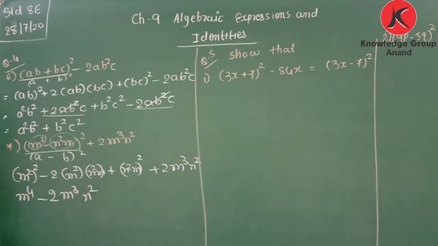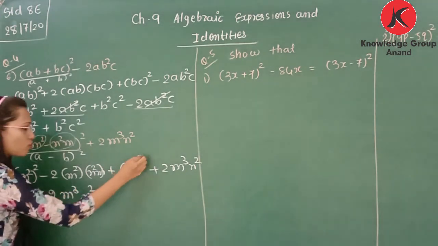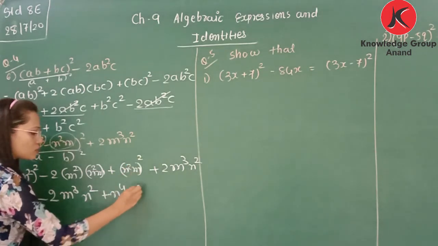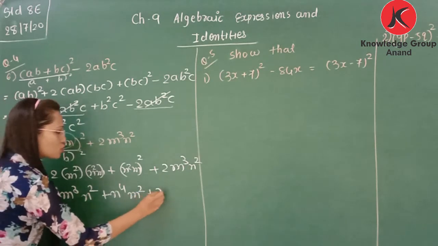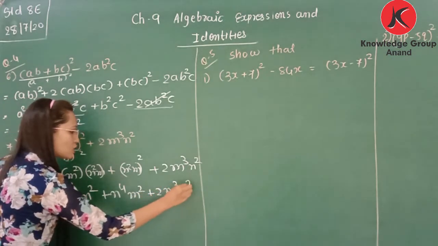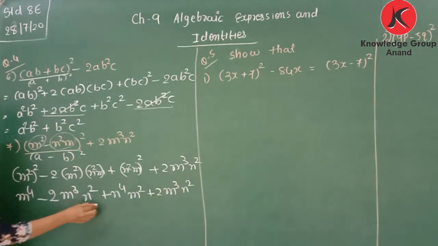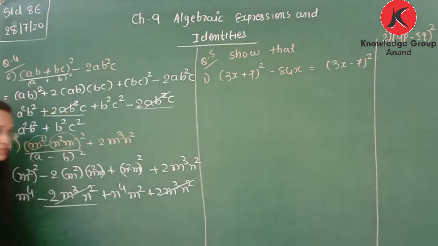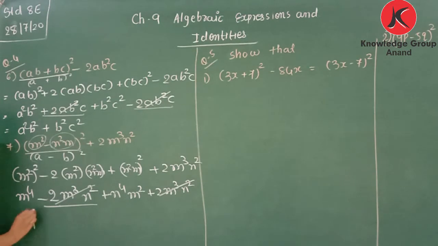n square, plus (n square m) whole square, that is n square m square, plus 2m cube n square. Now here this term has a negative sign and this term has a positive sign, so they cancel. Remaining m raised to 4 plus n square m square. This will be our answer.